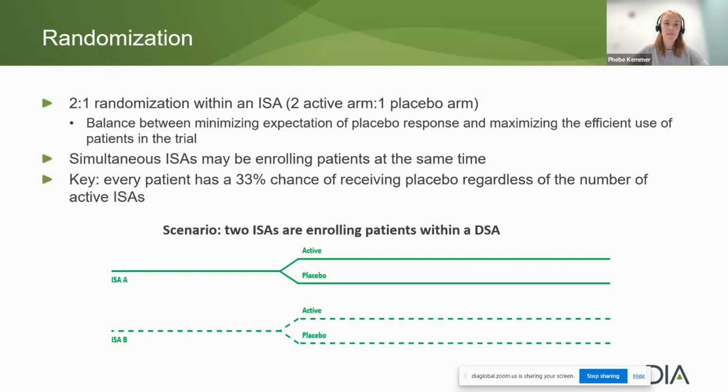We can have some sub-studies overlapping and enrolling patients at the same time. But within each ISA, we always maintain the same 2-to-1 randomization ratio, and each of the ISAs has its own placebo arm. So each operates as its own clinical trial, but we still have the ability to do this borrowing because all the data comes across as one big integrated data set.